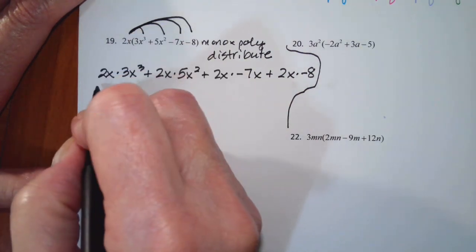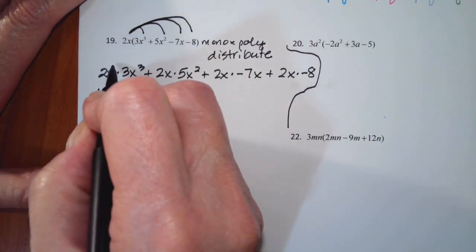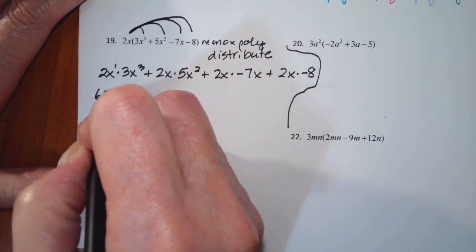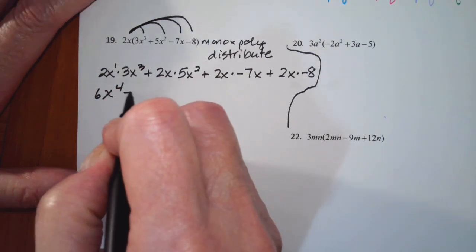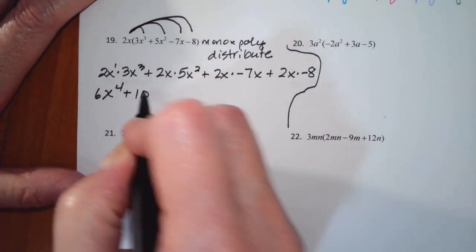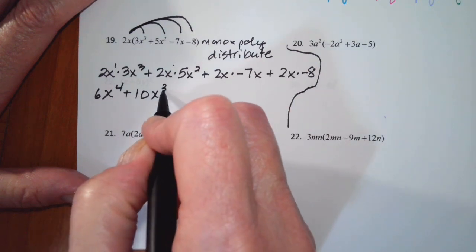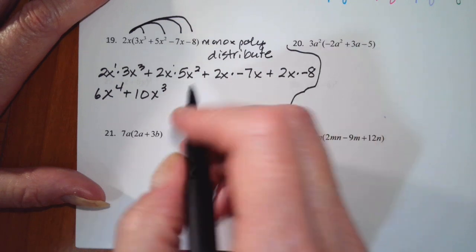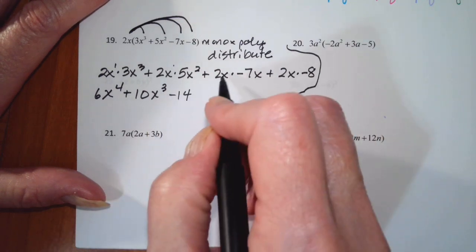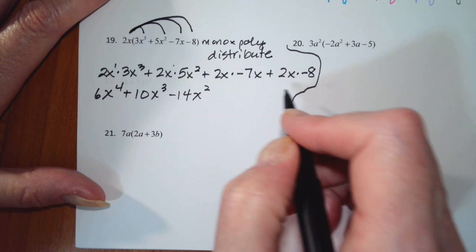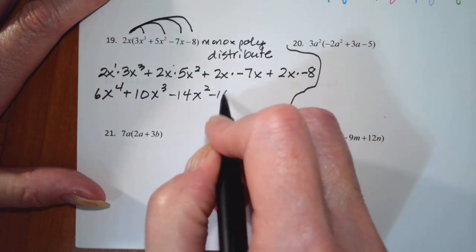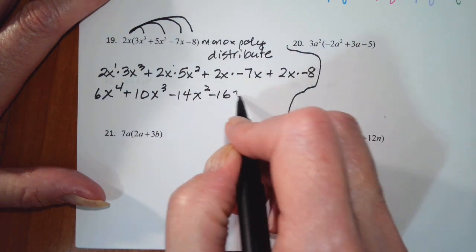All right, so that gives me 2 times 3 is 6. 1 plus 3, there are 4 x's now. 2 times 5 is 10. X to the first times x to the second is x to the third. 2 times negative 7 is negative 14. X times x is x to the second. 2 times negative 8 is negative 16. And I still have an x.